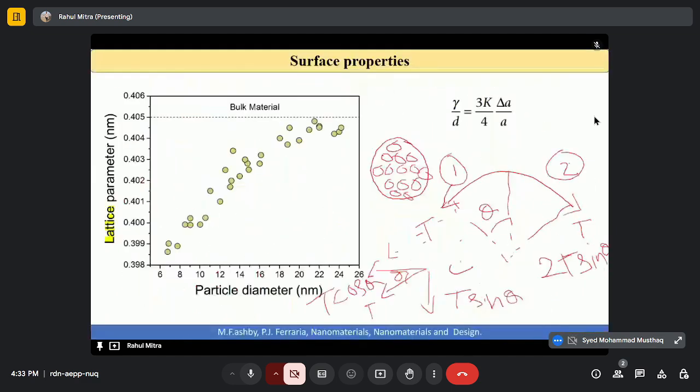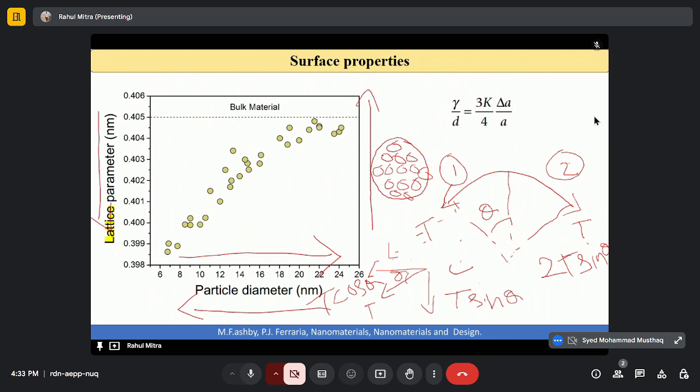So this is how we arrive. So, increase in particle diameter. See, if we increase the particle diameter, the lattice parameter will go towards the bulk lattice parameter. So this is how the particle diameter changes. If we decrease the particle diameter, the lattice parameter also decreases.